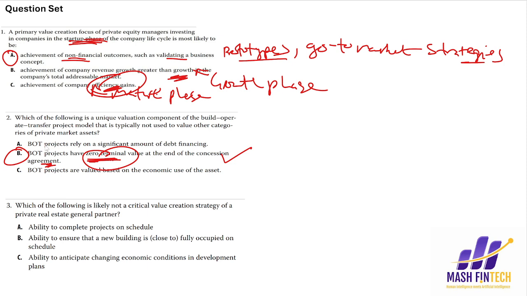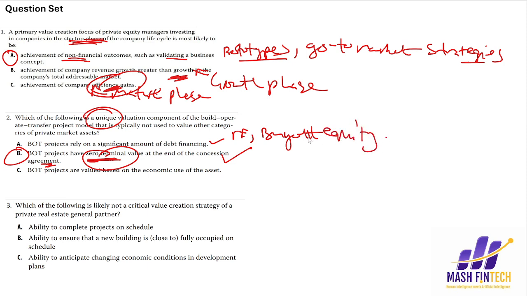Build, operate, transfer projects rely on a significant amount of debt. This is also true, but it's not unique to build, operate, transfer. It's true they rely on a significant amount of debt, but that is the issue with most private investments, private market investments. So it's not unique. Okay. It applies to private real estate. It applies to private buyout equities. They are highly leveraged.